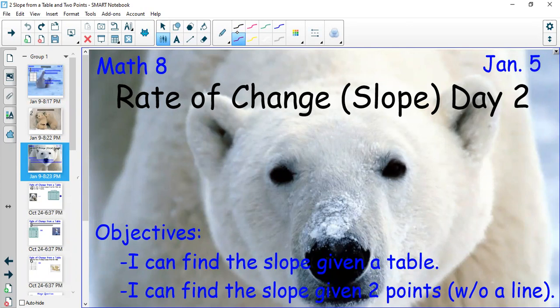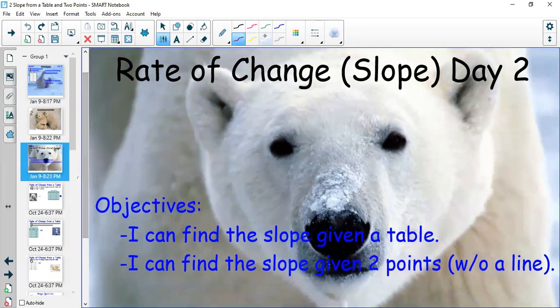Today we're going to talk about two things. We have two objectives here. First objective is that given a table, we can find the slope from a table. And the second objective that we're going to cover today is if I give you 2 points on a line, but I'm not going to give you the line, can you find the slope between those 2 points? All right, so let's see what this looks like. Let's start with objective 1, finding the slope given a table.